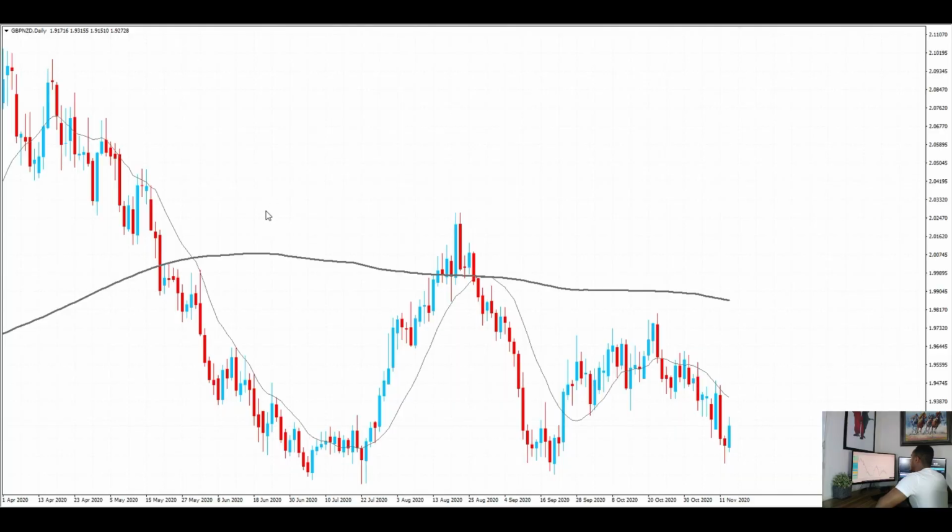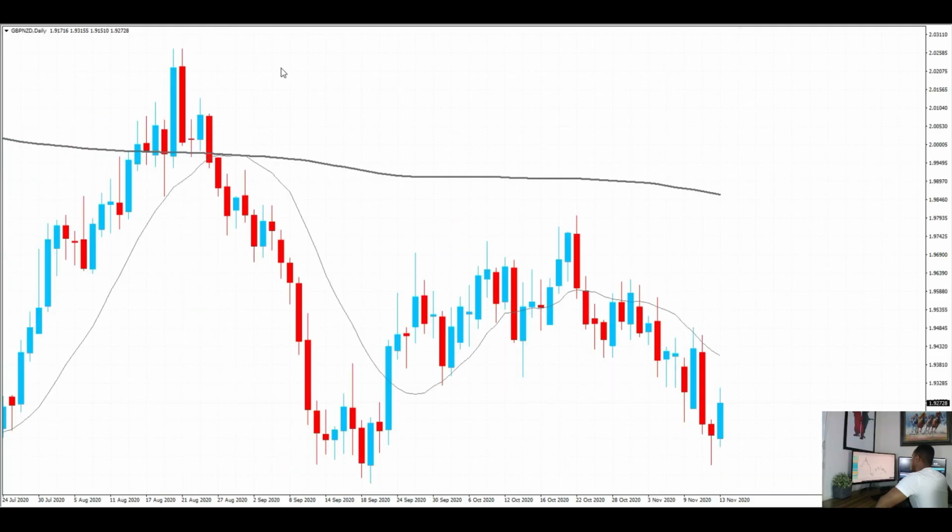Okay, so for GBP NZD on the daily time frame, we were looking for buys last week, but you can see that price continued to trickle down to the downside. So we were testing this area in the market here. You can see resistance there, support there, support there. So again, we were looking for buys off this area since price was really struggling to move to the downside.